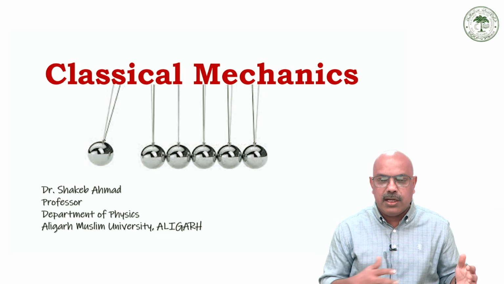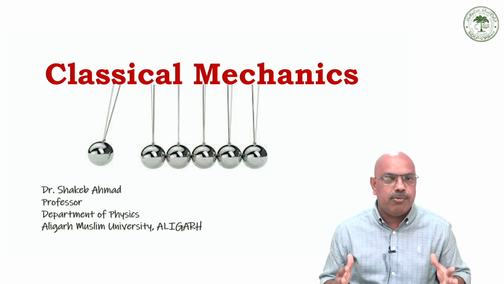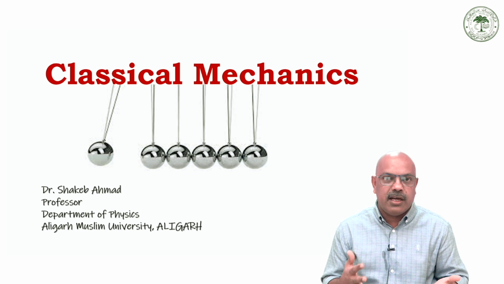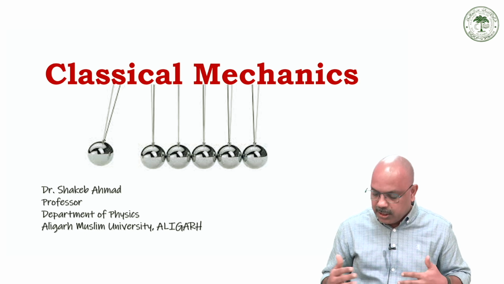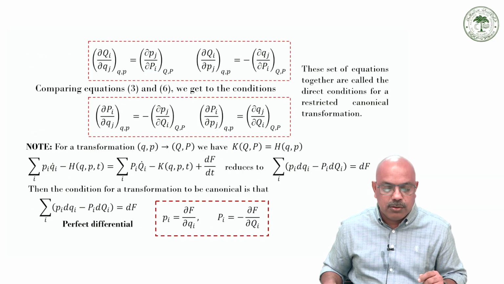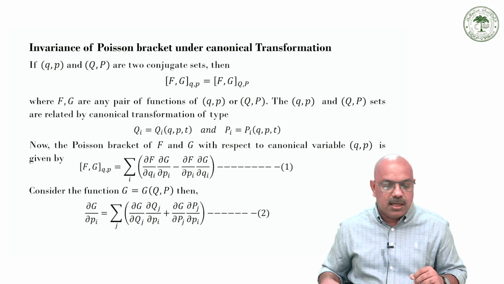Let us quickly move to what we were doing. We were doing some example in which we have to find whether that transformation was canonical or not, depending upon what type of method we are going to use. So quickly let me move to that place.